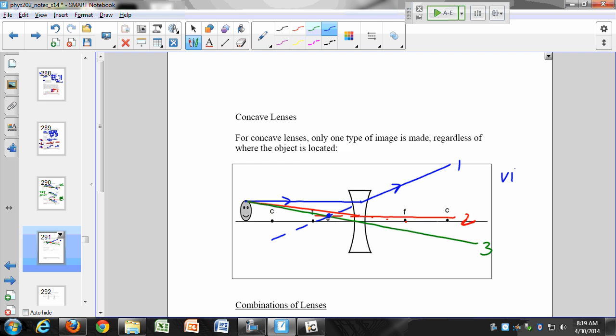So this is a virtual image. Virtual images are always upright if they're formed by one lens. Virtual, upright, and this is always smaller, just like for the convex mirror. Always virtual, always upright, always smaller.